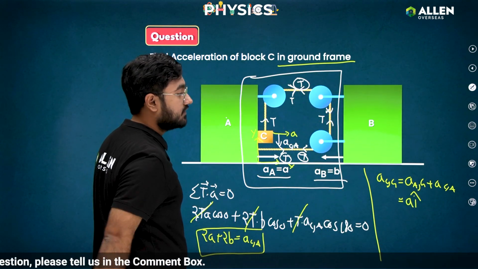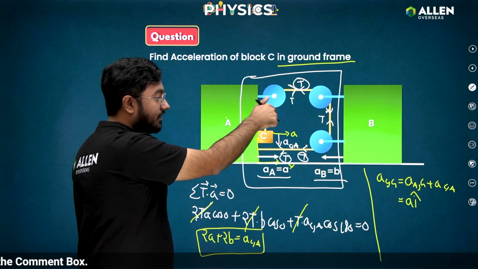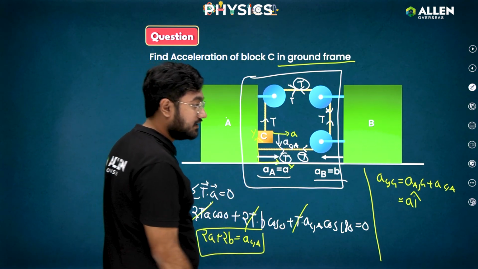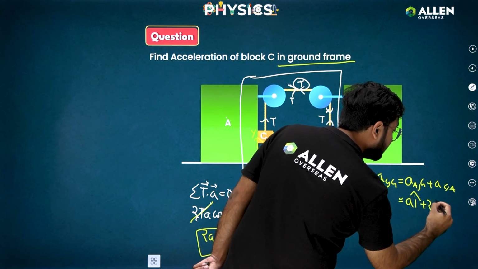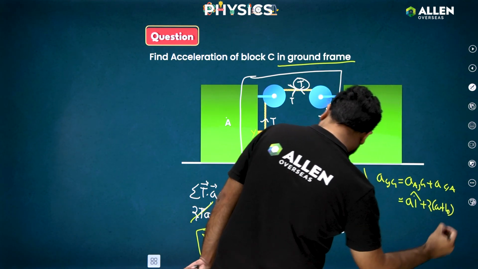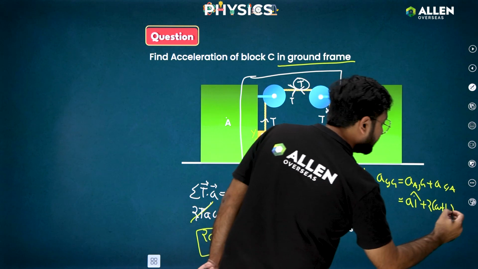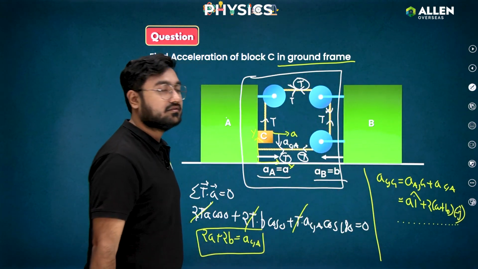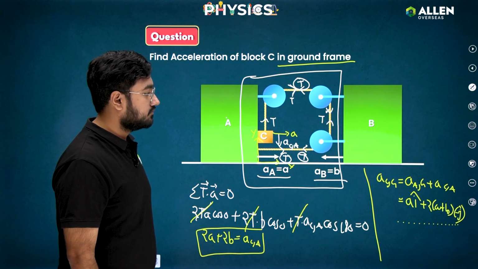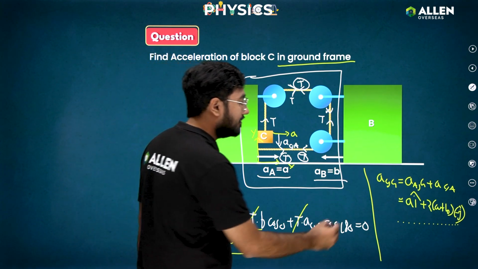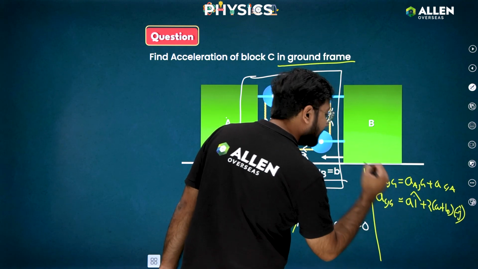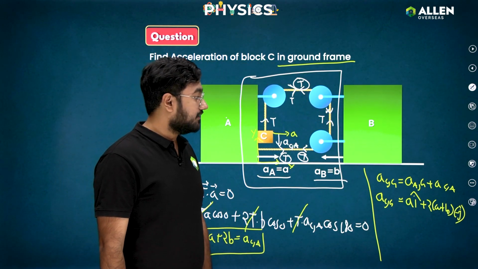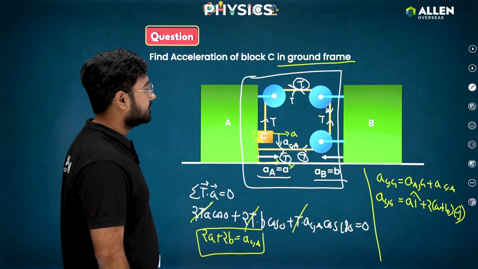A i cap. And this is downwards, right? We have considered our acceleration downwards, so it will be minus j cap. Getting the point? Plus twice of (a plus b), twice of (a plus b) minus j cap. That is your result. So this is the acceleration of c in ground frame. No rocket science, easy stuff.